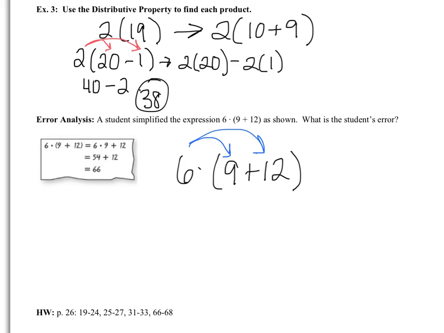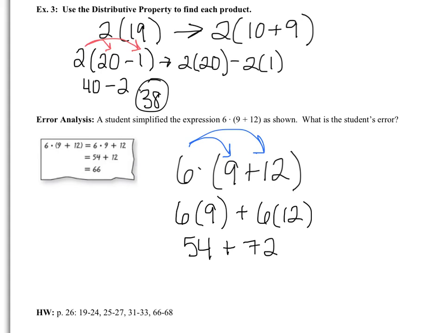Let's go ahead and do our distributive. So that would be 6 times 9 plus 6 times 12. I have to multiply 6 by both of those terms. 6 times 9 is 54, plus 6 times 12 is 72, which gives me a total of 126. The error that the student made, I want you to figure it out. That's going to be part of your question.